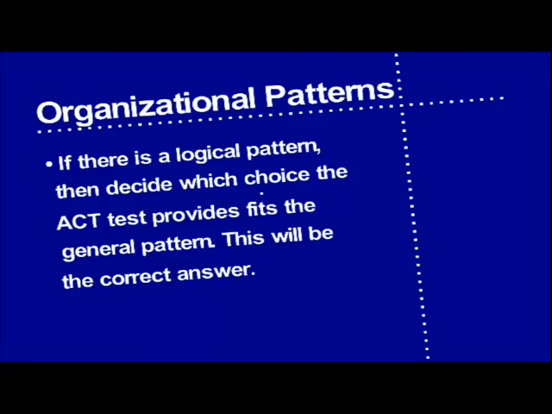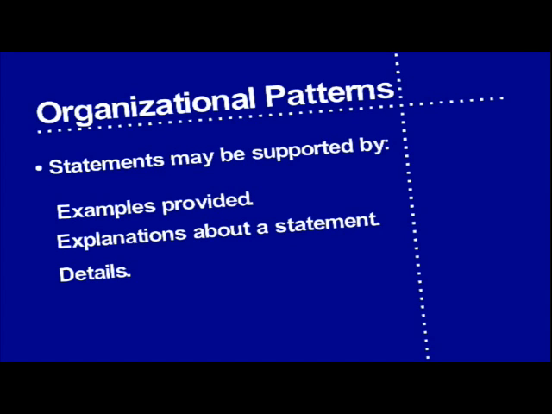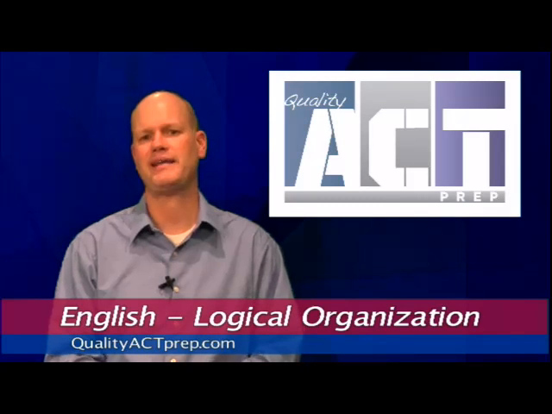What you should do is read the selection and look for a pattern of organization like the ones we just listed. If there is a logical pattern, then decide which choice the ACT test provides that fits that general pattern. This will be the correct answer. To help determine what organizational pattern makes most sense, find details that support a statement within the selection. This support may be given by providing examples, explanations about the statement, or details that provide further explanation. This will lead you to the main idea.